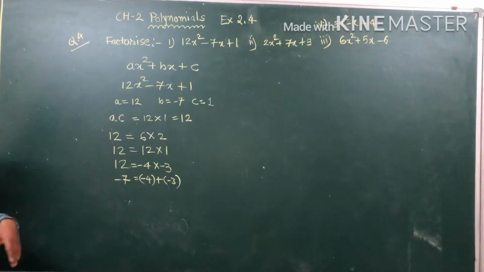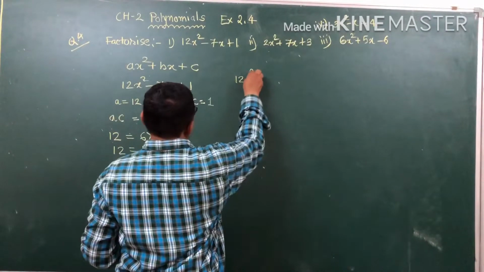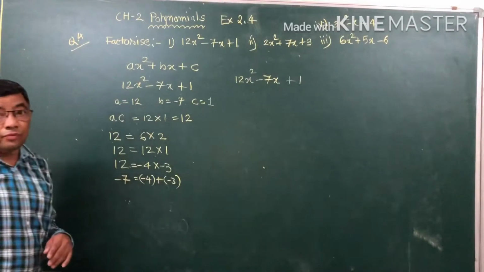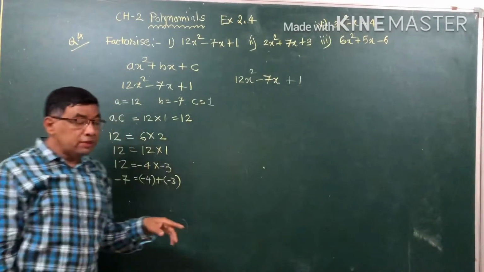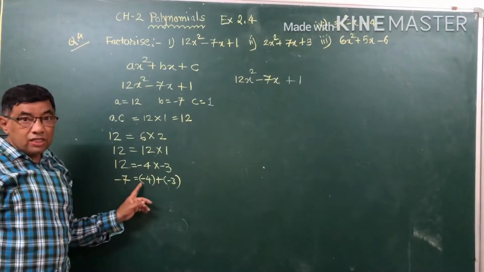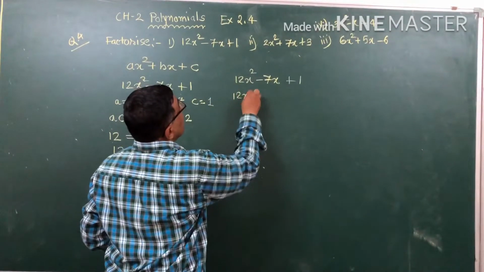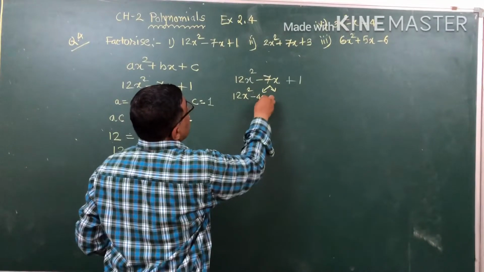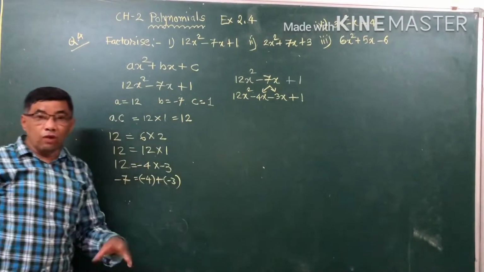So now after completing this work, we write the sum again. First of all we write the sum 12x square minus 7x plus 1. Now we are going to split this minus 7x into two terms, and those two terms are minus 4 and minus 3. So 12x square, and this one we split into two terms: one is minus 4x and the next is minus 3x, and then plus 1.